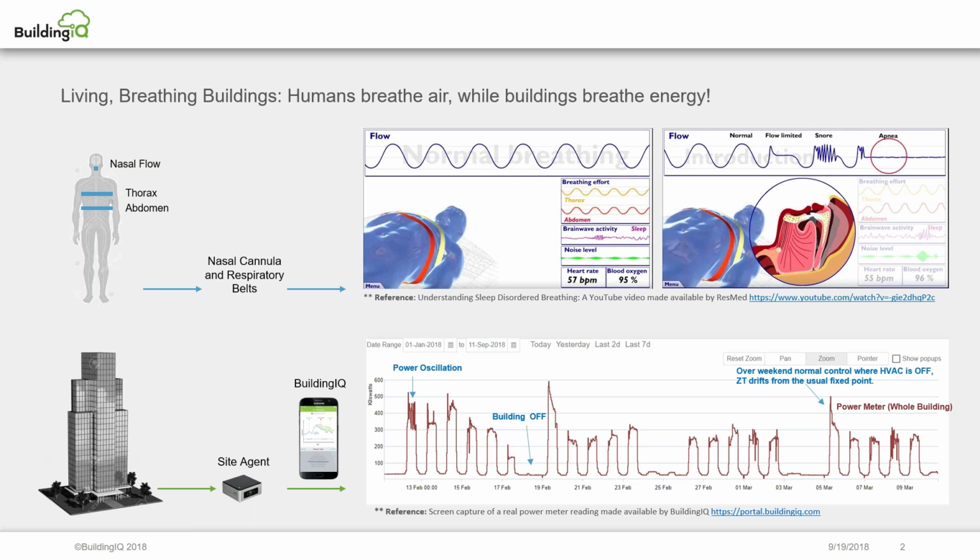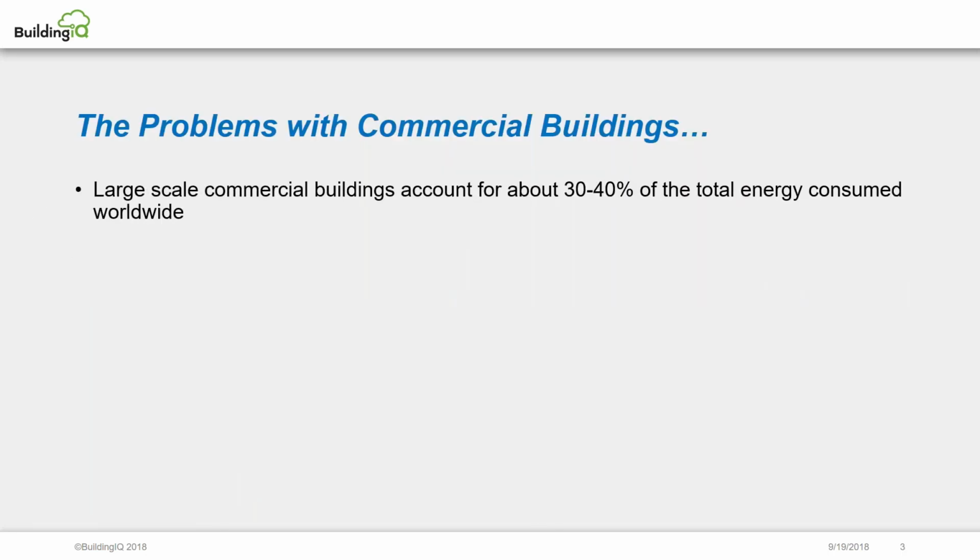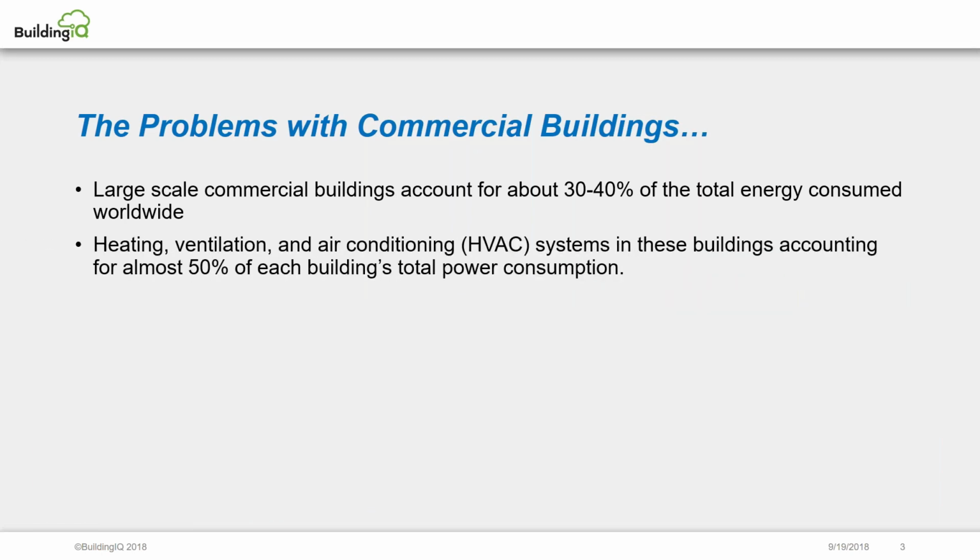So let's jump into the commercial buildings problems and have a look at what's going on over there. As you may know, large-scale commercial buildings account for almost 30 to 40% of the total energy consumed worldwide. And the heating, ventilation, and air conditioning systems, what we call HVAC for short, account for almost 50% of each building's total power consumption.